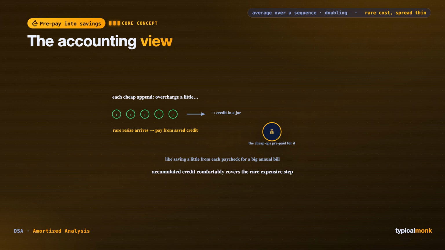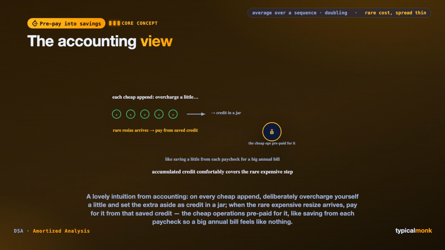It is exactly like saving a small amount from every paycheck so that when a big annual bill lands, the money is already there and the bill feels like nothing. The expense was real, but you spread its sting across the whole year in advance. So the takeaway: picture each cheap operation prepaying a little into savings, and that accumulated credit comfortably covers the rare expensive step when it comes.